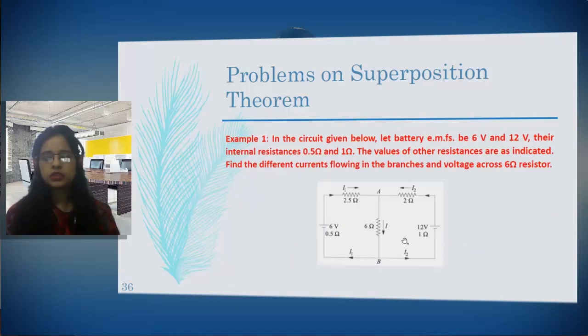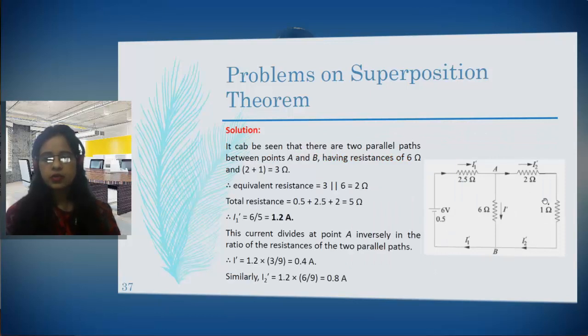Once we remove this, since it has an internal resistance of 1 ohm, this internal resistance replaces the voltage source. If there is no internal resistance, then the line should be directly shorted. Now we can easily solve this circuit.